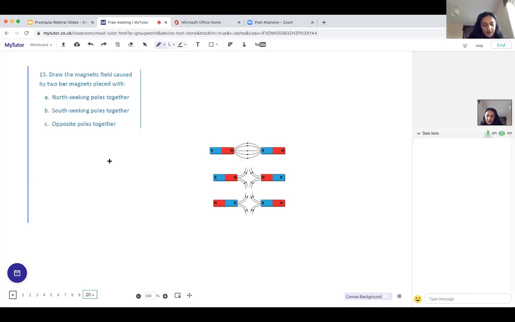Why does an iron core increase the magnetic field strength? An iron core is magnetic, and therefore we have the coils interacting with the iron core, making stronger magnetic fields.